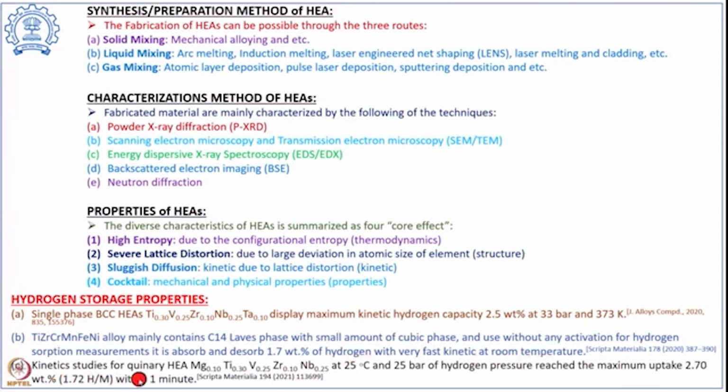Kinetic studies were also performed for a quaternary high entropy alloy, magnesium 0.1, titanium 0.3, vanadium 0.25, zirconium 0.1, niobium 0.25, at 25 degrees centigrade and 25 bar of hydrogen pressure, and that could show a maximum uptake of 2.7 weight%, which is 1.72 H/M, and that was very fast, measured in a duration of 1 minute. So, these are some of the examples of such high entropy alloys.